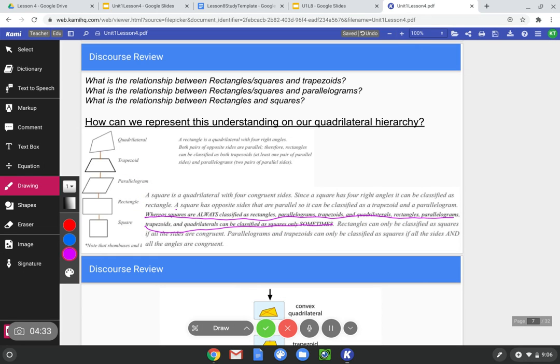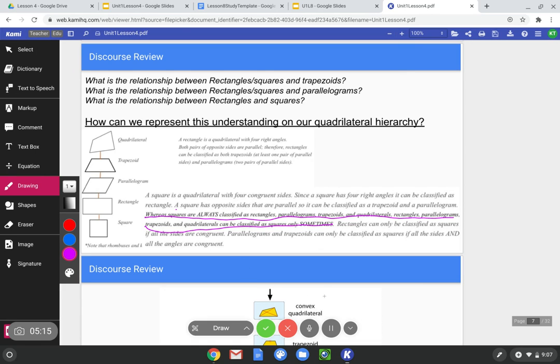But remember, every square is a rectangle. Every square is a parallelogram. Every square is a trapezoid. Every square is a quadrilateral. But not every shape that's a trapezoid is also a square. Remember how we said yesterday that everyone from Texas is an American? But not all Americans are from Texas. It's the same thing here. All squares are trapezoids. But not every shape that's a trapezoid is a square.